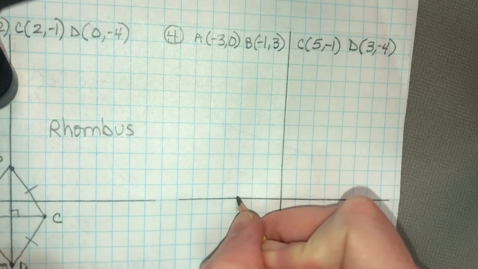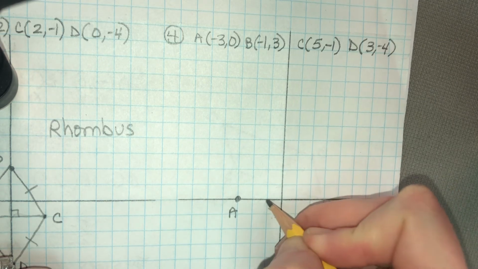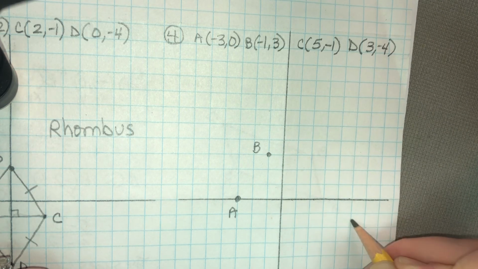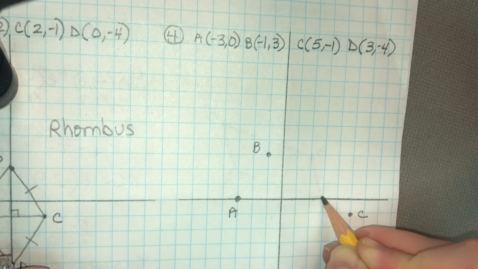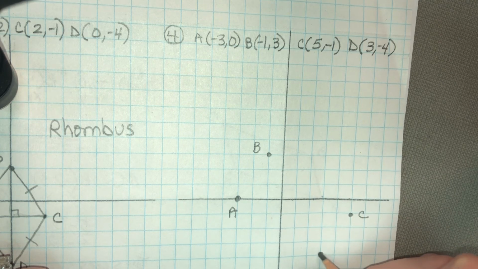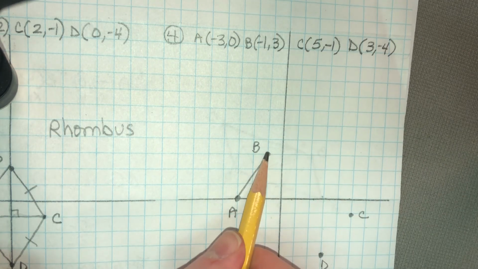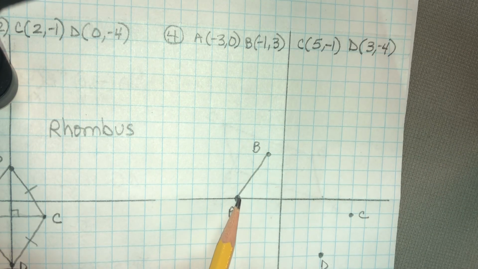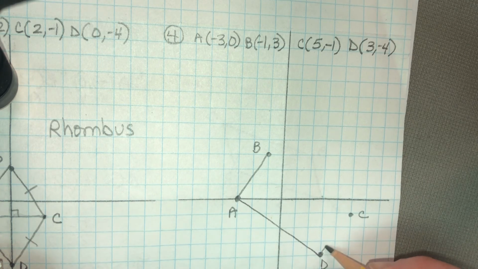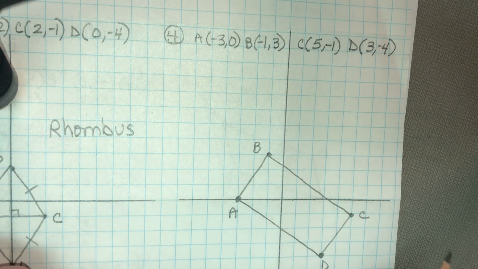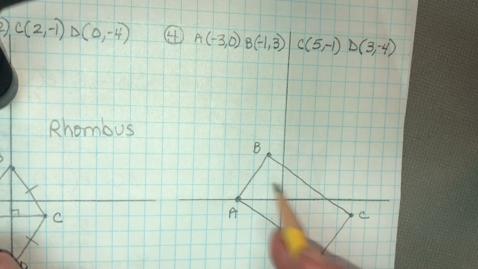Okay, and now here's the last one. -3, 0 for A. -1, 3 for B. 1, 2, 3, 4, 5, down 1 for C. And 3, -4 for D. What do you think about this one? I don't think it's a square or rhombus because the sides don't look the same lengths. But maybe it's a rectangle.